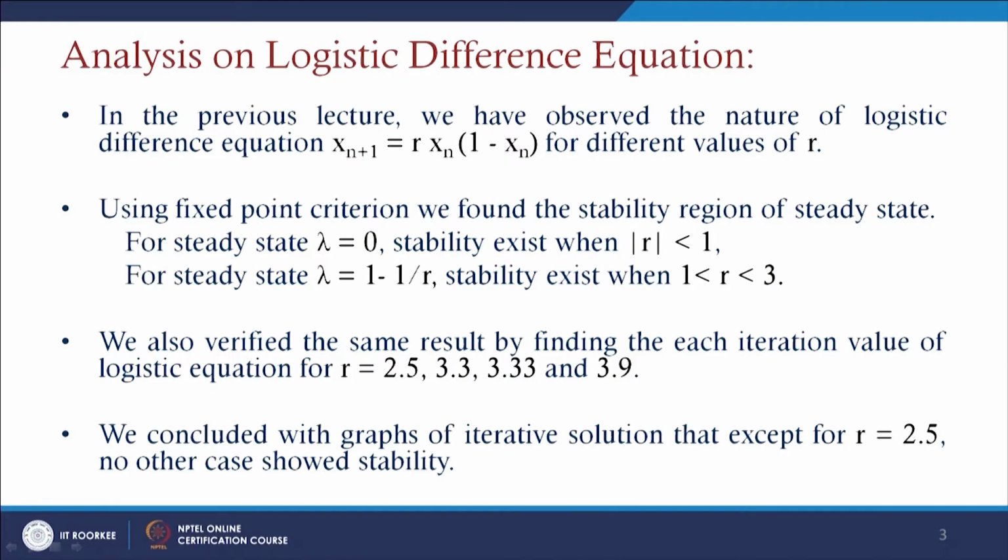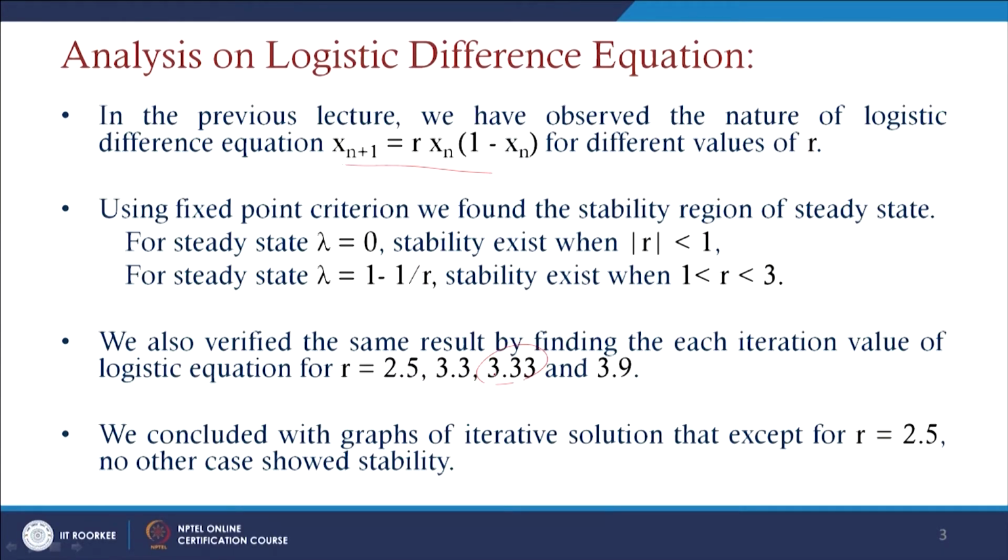This equation is represented in the form x n plus 1 equals r x n into 1 minus x n for different values of r. When we considered r as 2.5, after a peak variation, we have a stable solution. And when we considered r as 3.3, a periodic oscillation with period 2 was obtained. Also, if we extend this value up to 3.33, we get this periodic variation with period 2 there.